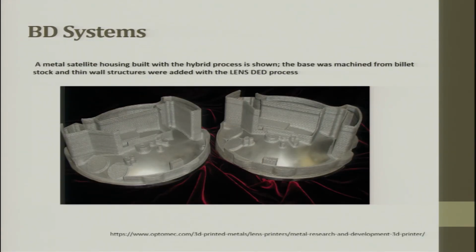So, this is a metal satellite housing built with a hybrid process. The base was machined from billet stock and the thin wall structures were added with the LENS DED process. So, thin wall structure, this is all done by LENS. These are thin wall structures.